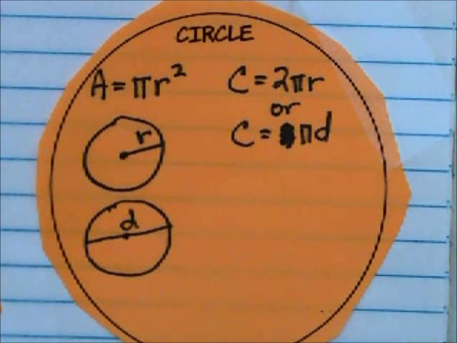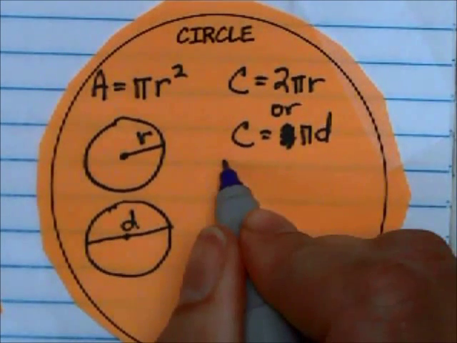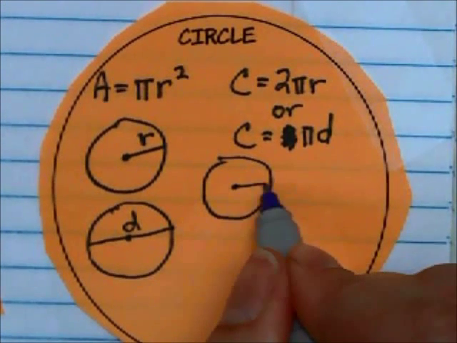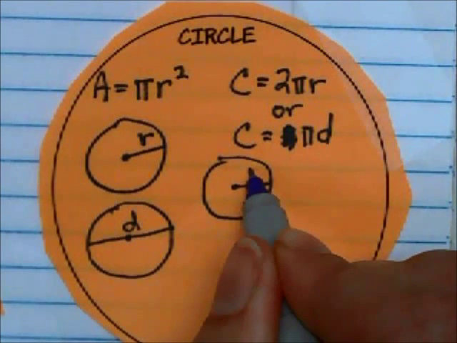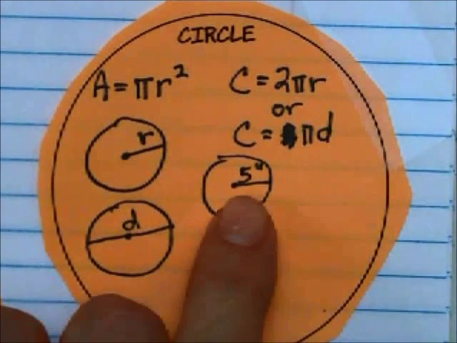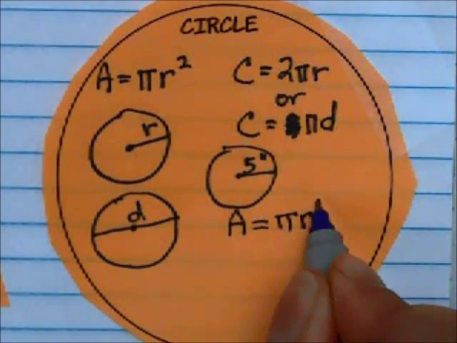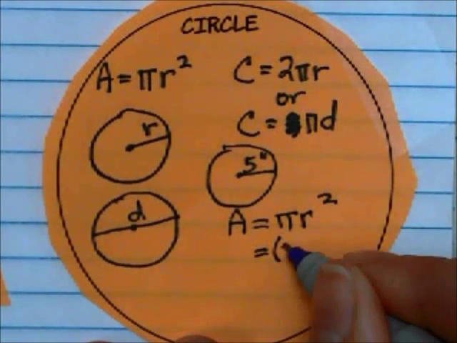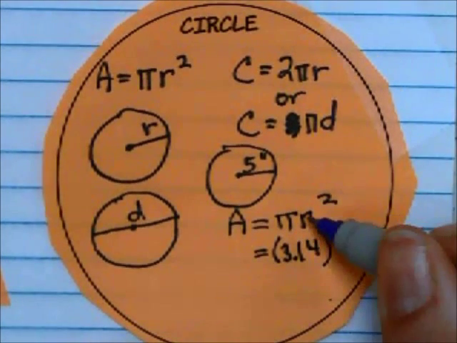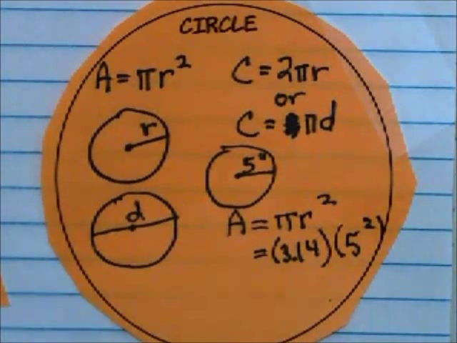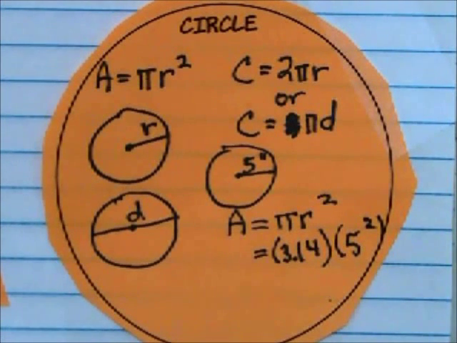Alrighty? So, let's see here. Let's calculate the area. Let's do an example. Let's do the circumference and the area of a circle with, say, a radius of 5 inches. So area of this thing is going to be pi times the radius squared. We're going to use 3.14 for pi, times the radius squared. So that's going to be 3.14 times the radius squared. The radius is 5 squared.